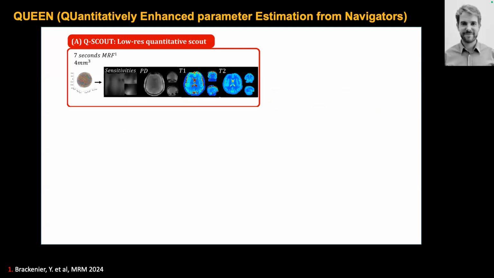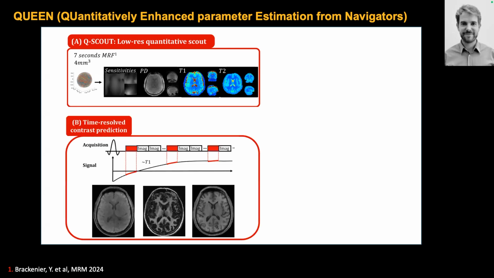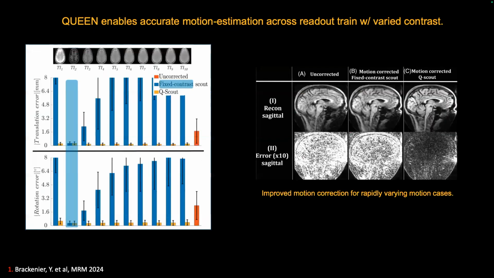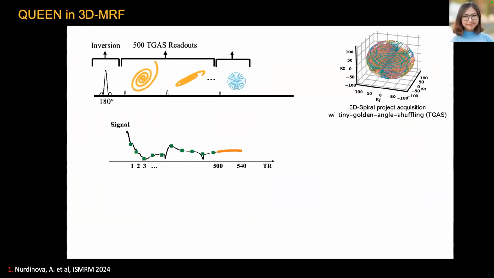The way to fix this is to recognize that we can actually acquire a quantitative scout quickly. Here's an example of an MRF 4mm scout that takes about 7 seconds. Once you have this, you have T1, T2, and PD maps. You can then use contrast synthesis to create a scout at different contrast levels. And then, instead of guided lines, you can also use short navigators. You can compare the navigator with a matching-contrast scout to estimate motion whenever you like across the sequence. We've been able to do this and get really nice results for MPRAGE across the different inversion times. We can also extend this to an MRF sequence.